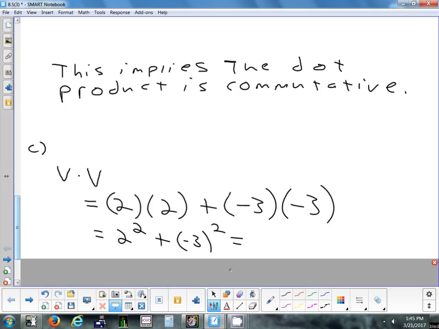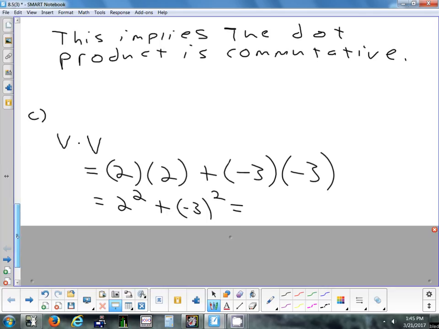Now, before I finish that up, where do you see a calculation that looks like this sometimes? When you're finding the magnitude, right? You square something, and you add them up. There's one thing missing from this that the magnitude would have that this doesn't. It's missing the square root.